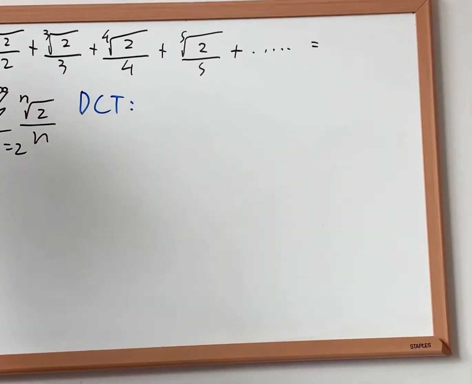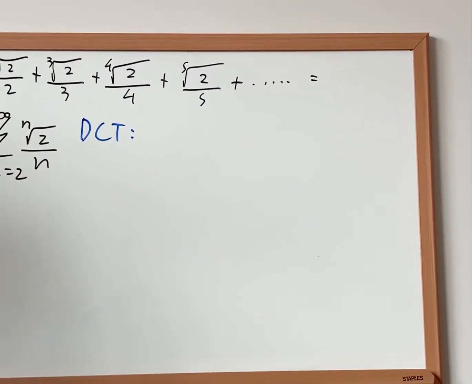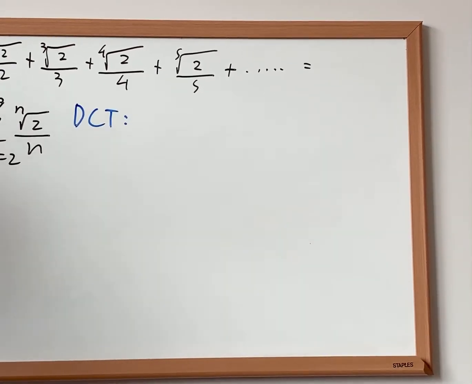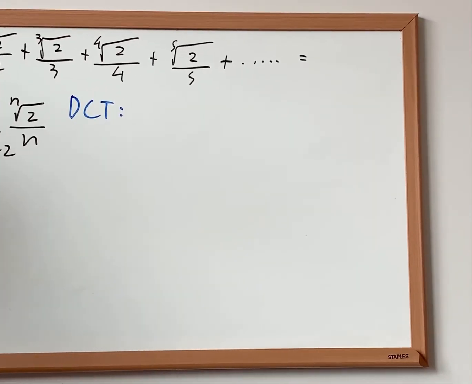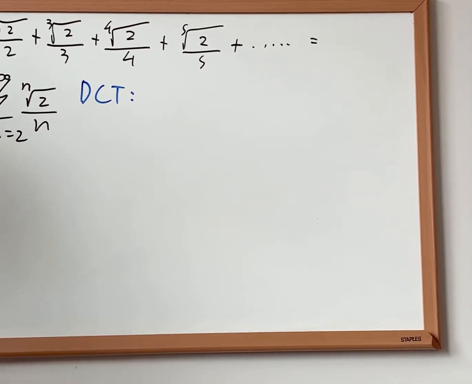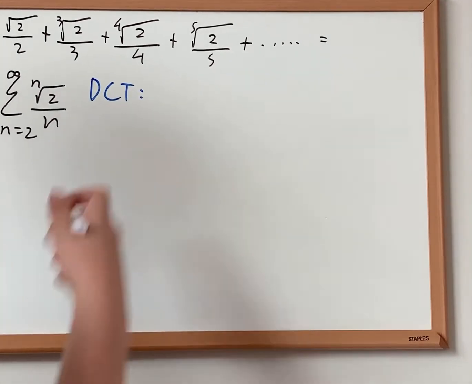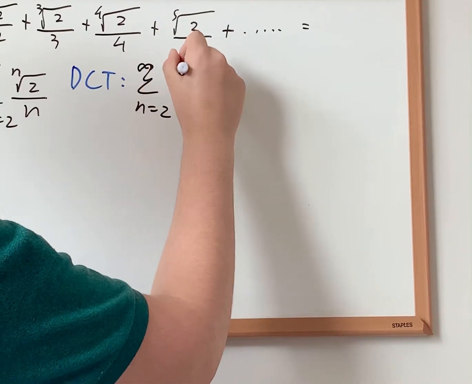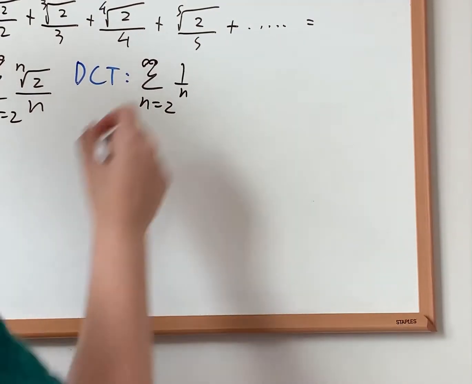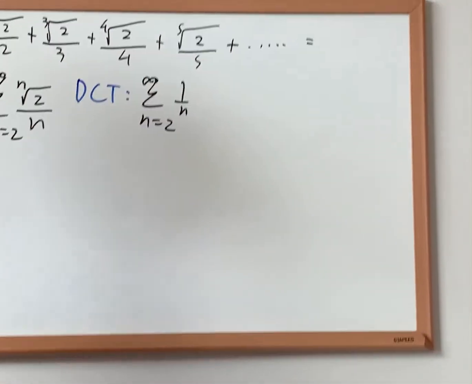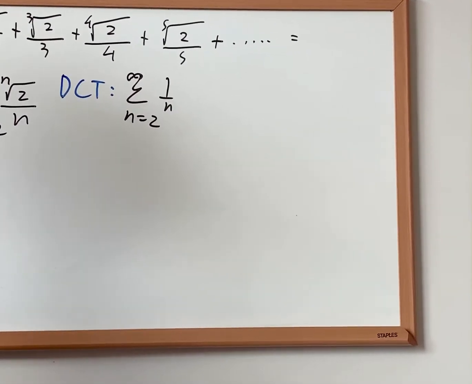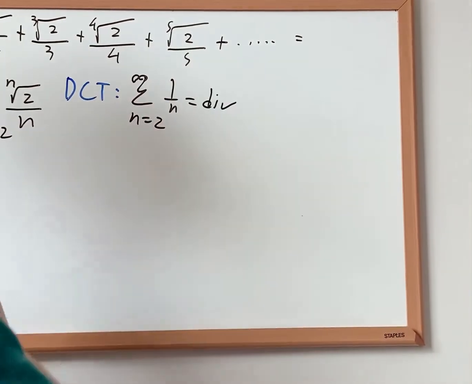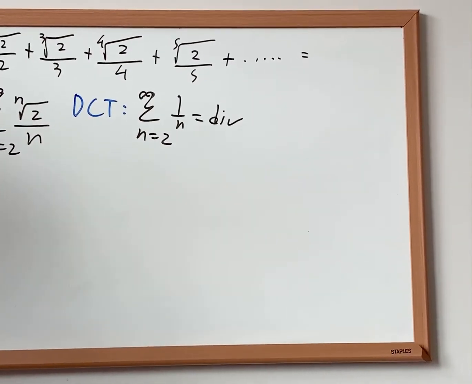I want to choose a series that I know converges or diverges. And for this, I want to choose 1 over n, because it's very similar and it's a part of this series. So I can take the sum from n equals 2 to infinity of 1 over n, and because of the p-series, because the power is less than or equal to 1, we can say this diverges. Also, we can say it by the harmonic series, because this is the harmonic series.